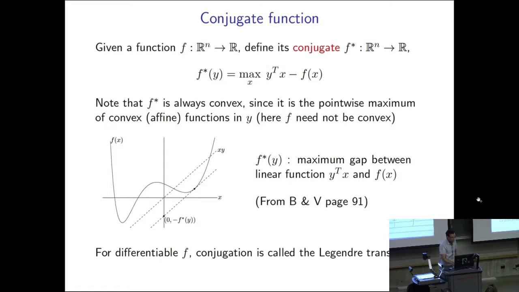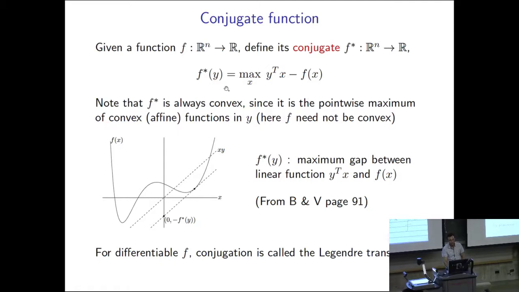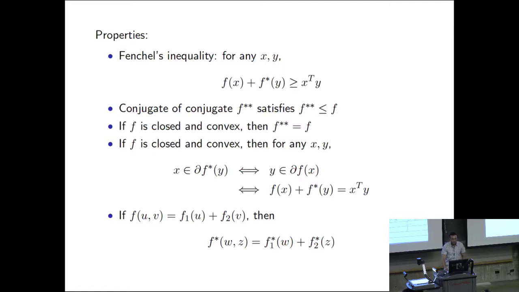For those of you who studied physics or have seen this in other places, when f is differentiable, we often call conjugation, this action, the Legendre transform. And f star is called the Legendre transform of f. That's just another word for it when f is itself differentiable. So, some properties of conjugates. We're going to see, by the way, to motivate them, that they are very related to duality, and they make dual calculations often a lot easier.